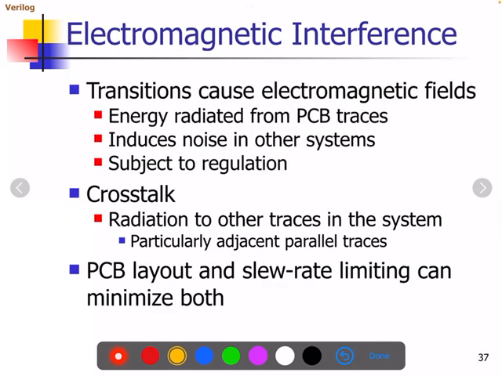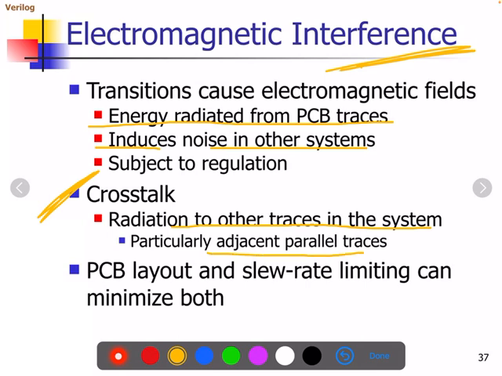And there is another effect called EMI, electromagnetic interference. Due to the transition or switching of various devices on the PCB, energy radiates from PCB traces as well as induces noise in other systems. Switching in one of the devices may have an electromagnetic interference effect on nearby devices. It will also lead to crosstalk, nothing but radiation to other traces in the system, especially the adjacent parallel traces.